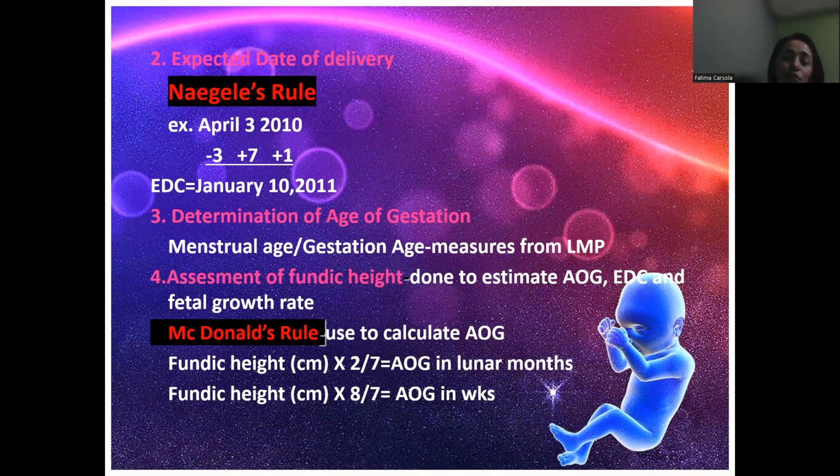Again, you start measuring from the fundus of the uterus to the symphysis, or from the symphysis to the fundus of the uterus. And then if you get your Fundic height in centimeters, then what will you do? If you will be utilizing lunar months, again, lunar months is equal to 9 calendar months. So when you will be utilizing your lunar months, it will be the Fundic height in centimeters times 2 by 7.